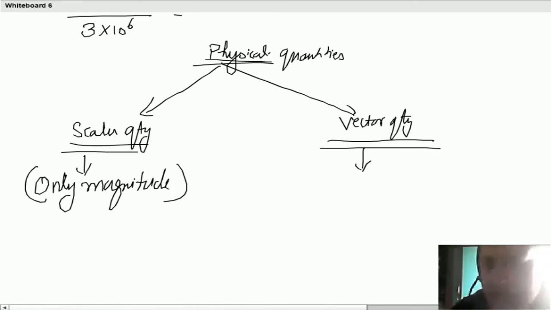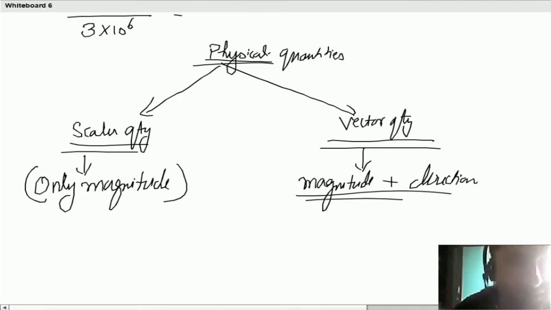Vector is a quantity which has, have you done vector and scalar before in maths? We have done vector. Okay, scalar is nothing but simple mathematics. 1 plus 2 is equal to 3. That is scalar. Vector is 1 meter in north plus 2 meter in east. It's not equal to 3. You have to add them vectorially. It has magnitude and direction associated with it.